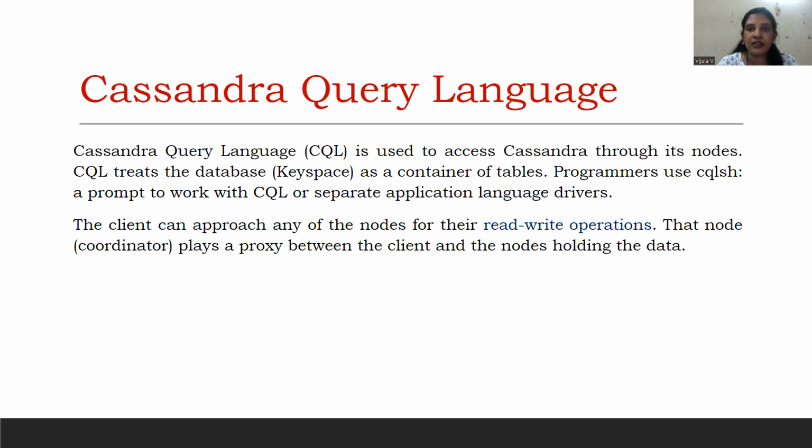Cassandra Query Language is used to access Cassandra through its nodes. CQL treats the database, that is the keyspace, as the container of tables, and programmers use a prompt to work with CQL or separate application language drivers. The client can approach any of the nodes for their read-write operations. That node, the coordinator, plays a proxy between the client and the nodes holding the data.